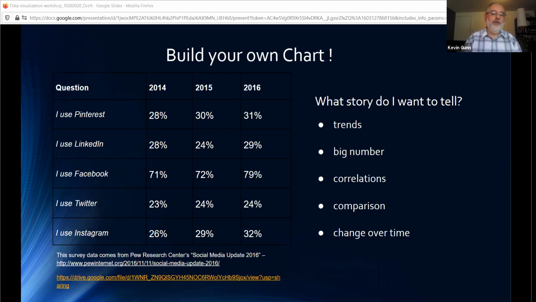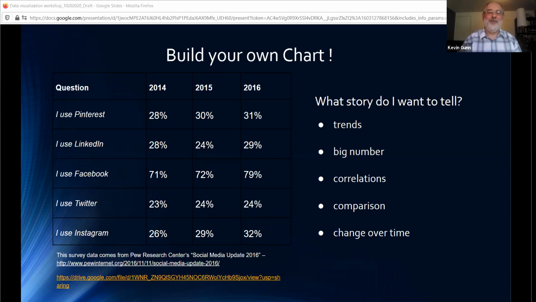What you have to do with your data is to extract the pattern, the story that you want to look at. So what are you looking for? Trends, broad social media trends across these 5 platforms? Are you looking at a big number here? For example, Facebook has 79% listed here. Look at that, it leaves everyone else in the dust. Is that what you want to focus on? Do you want to look at correlations? So, Pinterest and LinkedIn started at the same point in 2014, but now they're up.